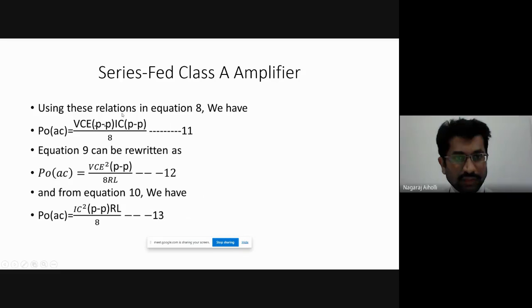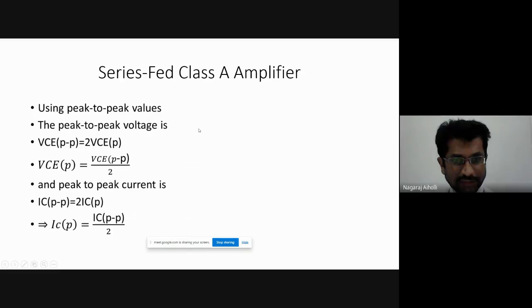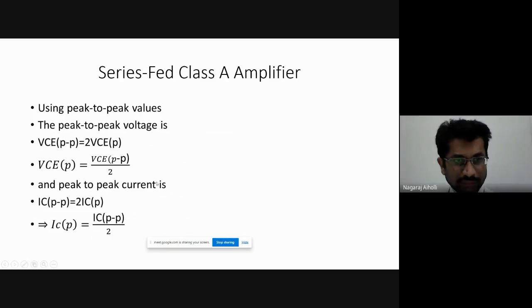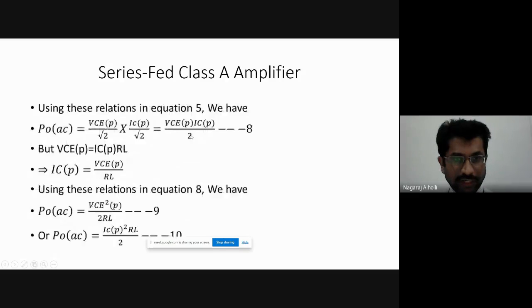P naught AC is equal to, in equation 8 we have to consider equation 8. Right, what is equation 8? Just see here, equation 8 is P naught AC is equal to VC peak into IC peak divided by 2. Okay. Next, now what equations are we using here? The equations that we are substituting here are VC peak is equal to VC peak to peak divided by 2, right, and IC peak is equal to IC peak to peak divided by 2. We are substituting in this equation 8 VC peak as VC peak to peak divided by 2 and IC peak as IC peak to peak divided by 2.